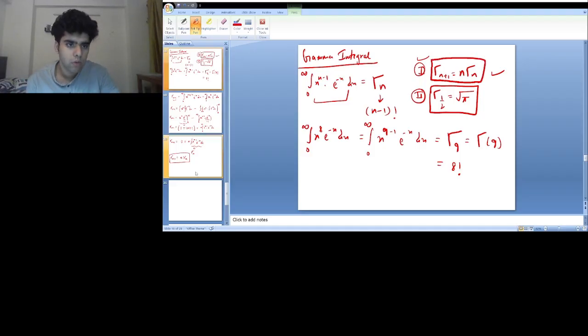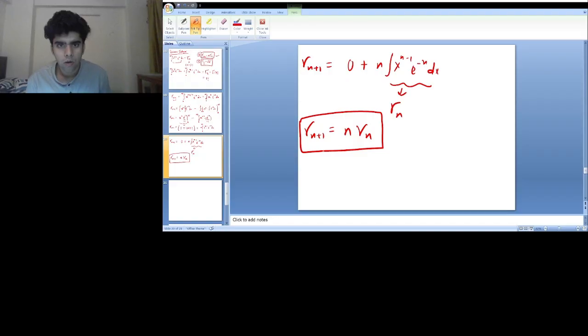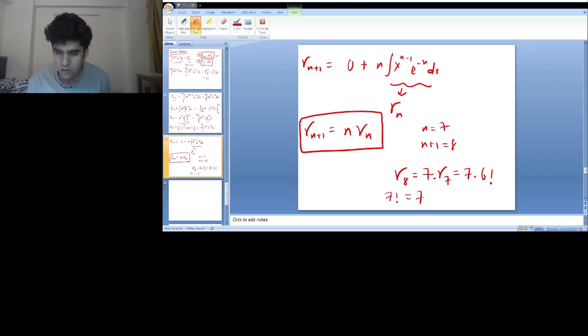So I'll just show you. If my n is 7, so n plus 1 is 8, so my gamma 8 is equal to n, and my n was 7, so this becomes 7 into gamma 7. And gamma 7 is equal to 6 factorial, so this becomes 7 into 6 factorial, and this is 7 factorial. So 7 factorial is equal to 7 into 6 factorial.